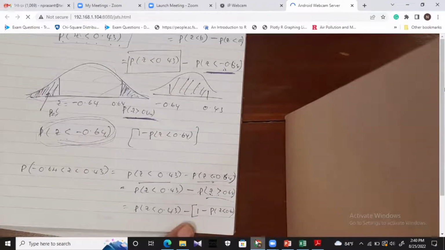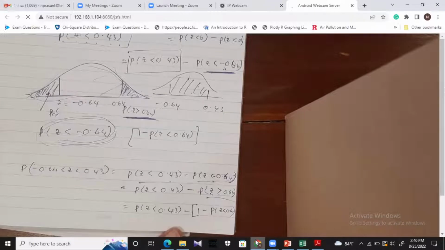Therefore, P(Z > 0.64) can be written as 1 minus P(Z < 0.64). Now all the Z values are positive and of less than type. If they are of less than type and positive, we can directly read these probabilities from the table.